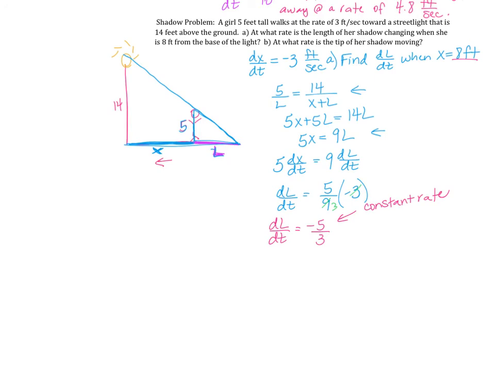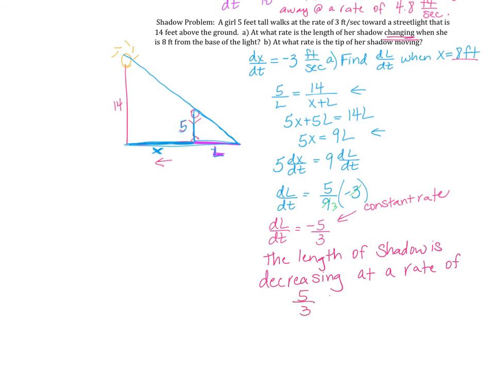Now be careful, it's negative because why? It says, how is the shadow changing? So what does that negative mean? It means the length of the shadow is decreasing. That negative means the length of the shadow is decreasing at a rate of 5 over 3 feet per second. Again, could you say changing at a negative rate? Yes, you sure could. Perfect. Now part B. I'll do part B right here.